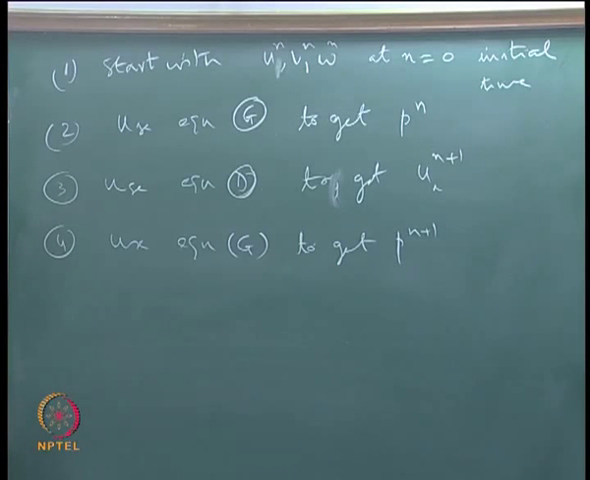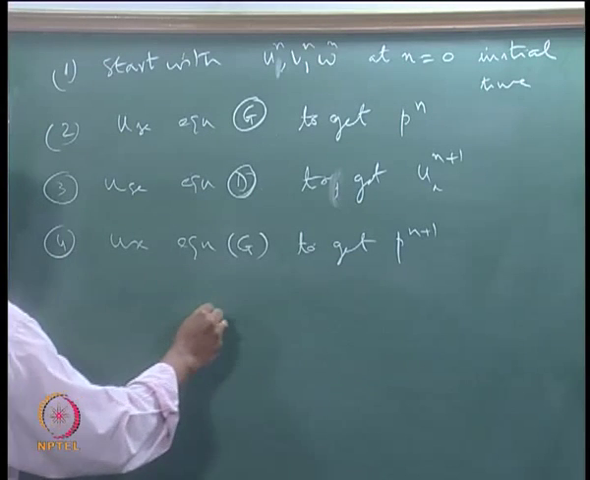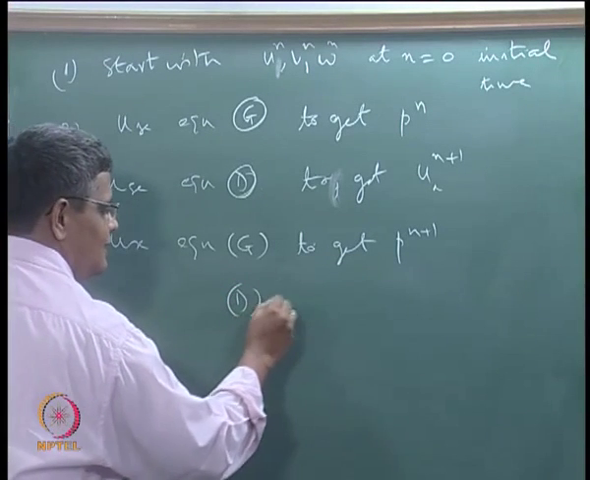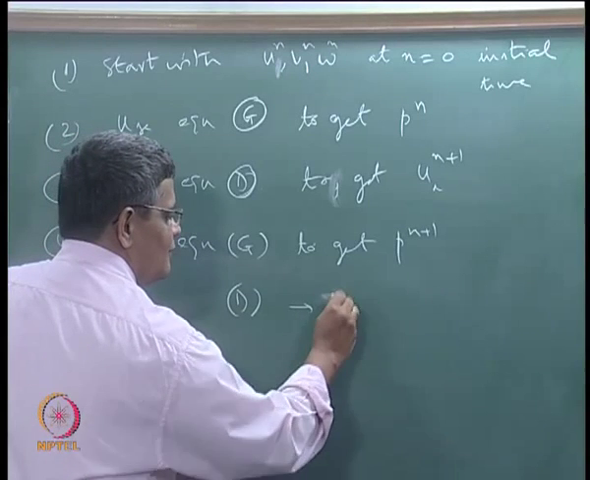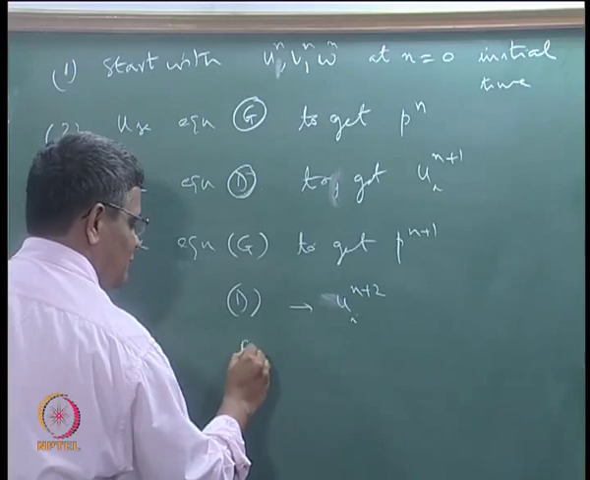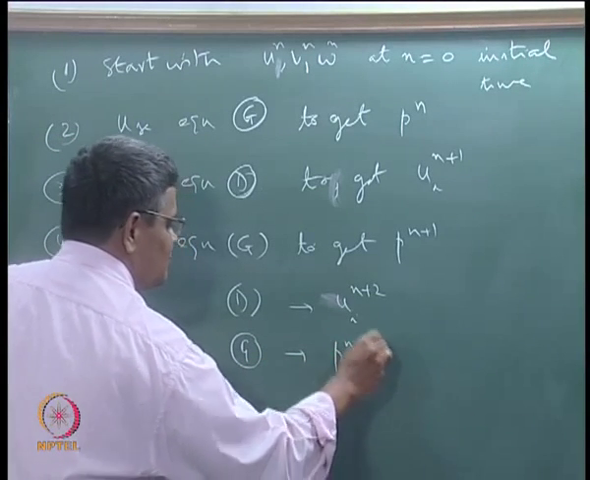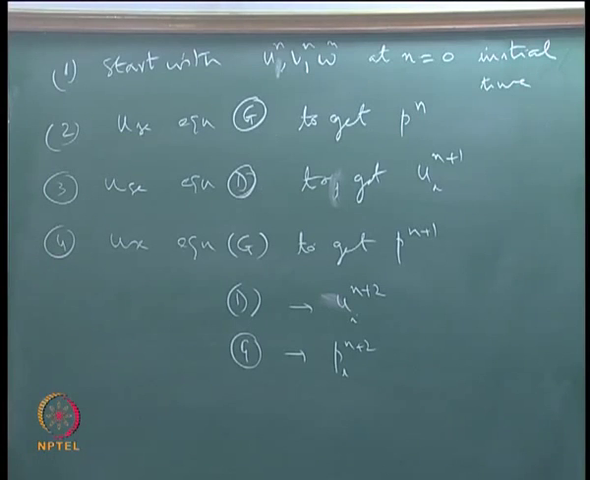From this, instead of n, we make use of the velocity field at n+1. And now we can go to equation D to get u_i at n+2, and then equation G here to get p at n+2, and so on.